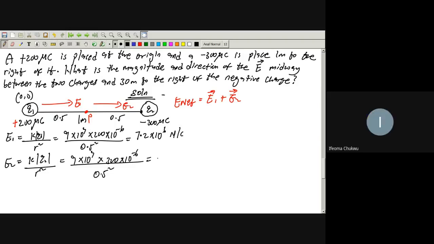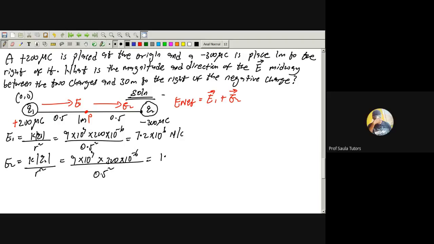Next, calculate this. What do you have? 9 times 300, that is 27 times 1,000, divided by 0.5 squared. That one is 10.8 times 10 to the power 6. You put it in standard form.